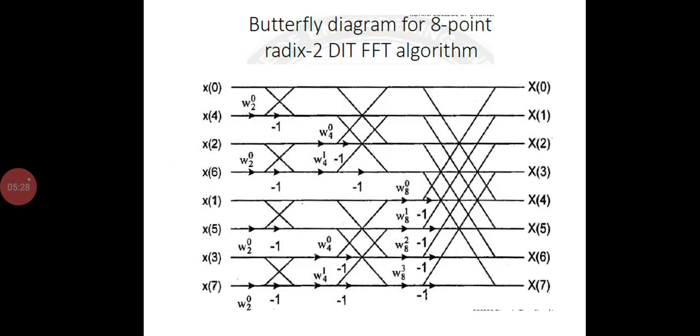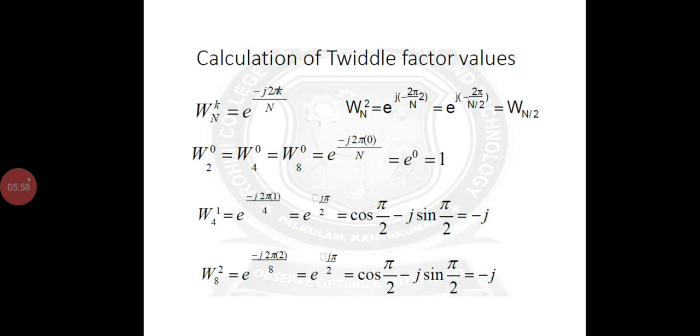And here we are seeing the butterfly diagram of the 8-point radix-2 DIT algorithm. First is the 2-point, next 4-point and 8-point. Also, we want to remember one thing: the input is in bit reversal order and the output is in the normal order. The upward arrow is calculated by using the formula a plus W_N power r times b, and the downward arrow is calculated by using a minus W_N power r times b.